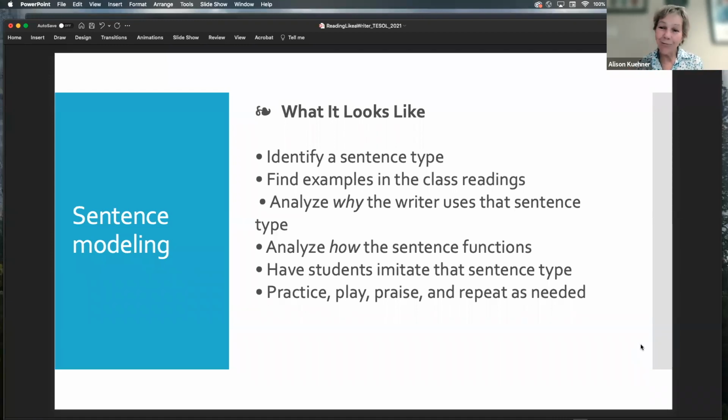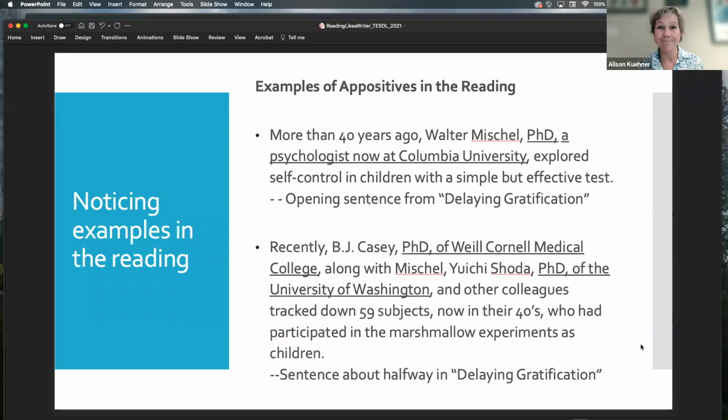We can understand why an author is using that sentence in the context of a reading, in the context of the sentence and also in the whole context of the reading. And then you can have students hopefully grasp that concept, see how that writer is using that sentence and try it out themselves and just practice and play and repeat until they really master it. No tests, it's just writing.